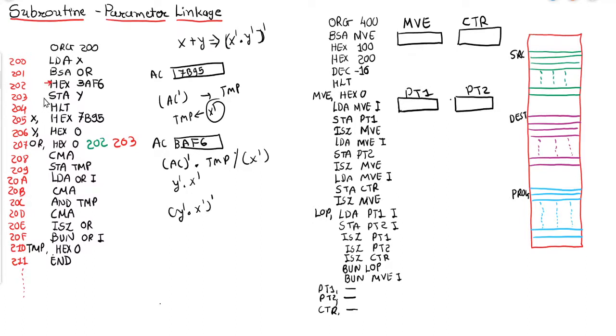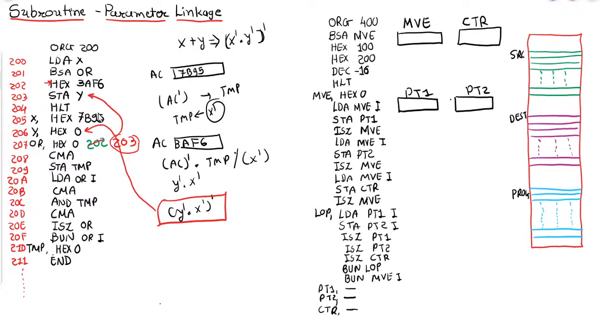Now we will store the result. So then BUN OR I, branch unconditional using the indirect addressing mode. The current value of this location is 203, so the execution will be transferred to this instruction, that is STA Y, store accumulator on Y. Currently Y is empty, so whatever answer we get from this operation will be stored on this location. And then execution will be stopped.